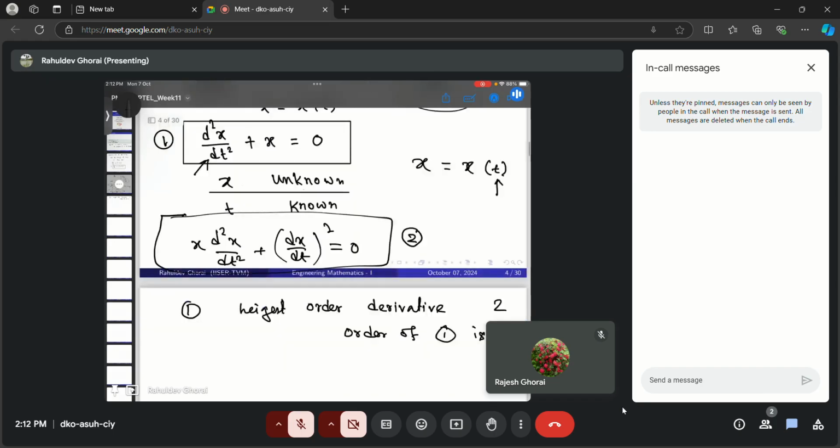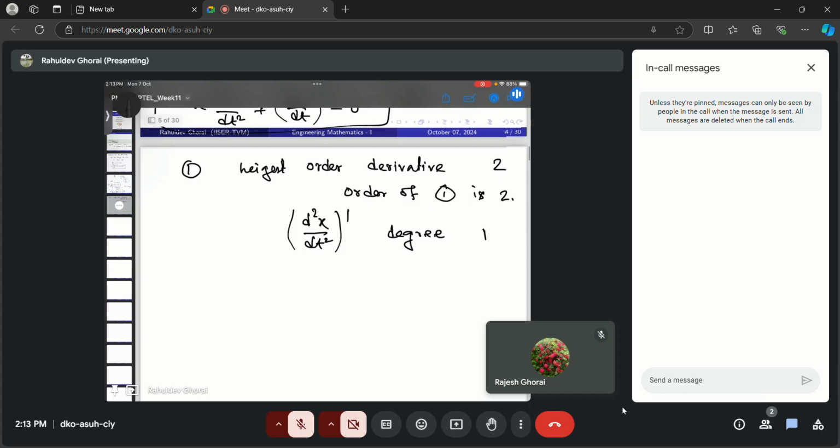Okay, and what is degree? Degree is the power to which the highest order derivative is raised. In the first one, you have only one such derivative, d2x/dt2 to the power 1, you can think of it like this. So the degree will be 1.